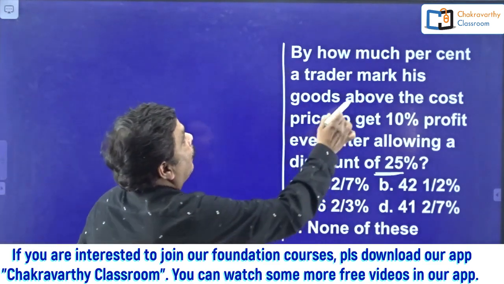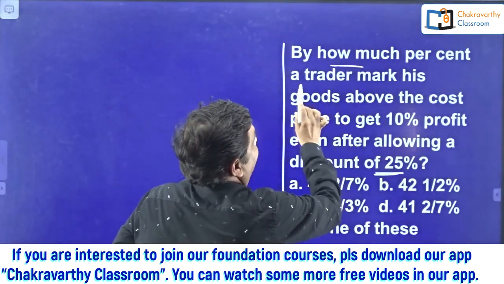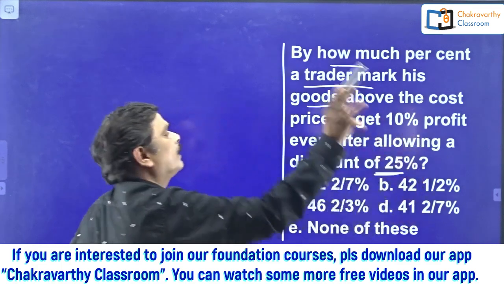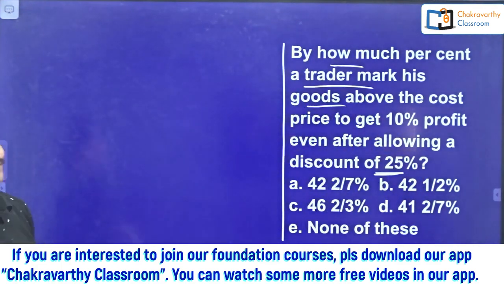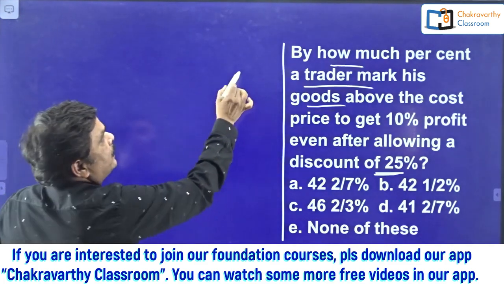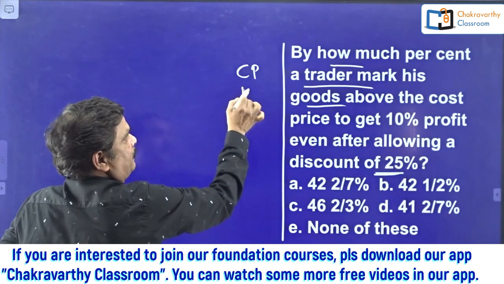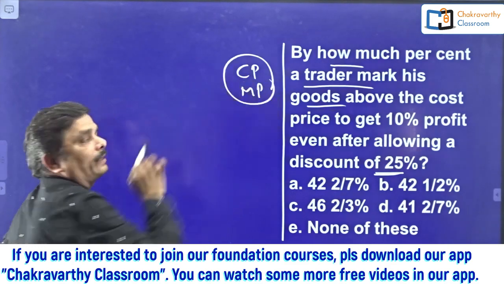So here, by how much percent a trader marks his goods above the cost price to get 10% profit even after allowing a discount of 25%. So here I need to find out the cost price and mark price. These two are important.